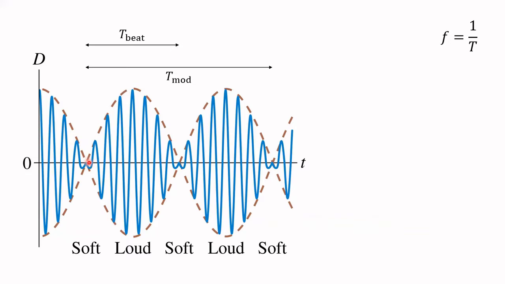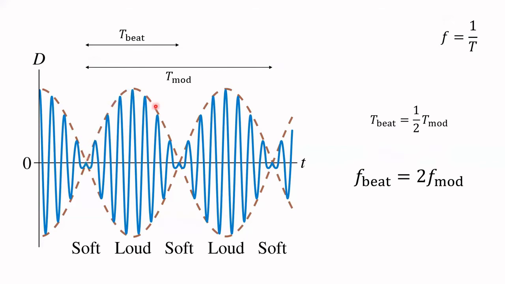So I'm going to make that silly noise again. When you hear the beats with the bagpipes, you hear that wah wah wah wah sound. Every wah is one of these humps. This would be wah, wah. So you actually get 2 beats per period of the modulating frequency. So if the period of the beats is 1/2 the period of the modulating frequency, then we can use this relation to conclude that the frequency of the beats is double the frequency of modulation.